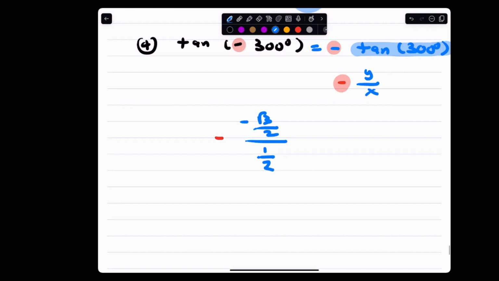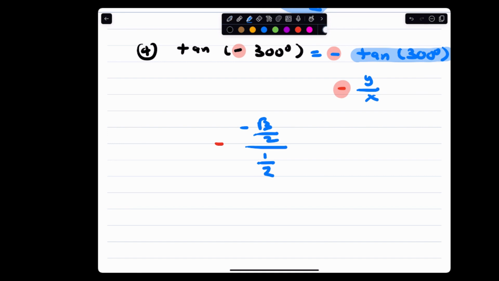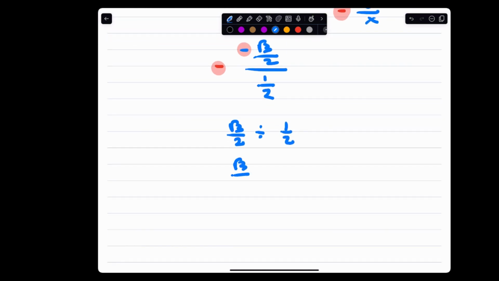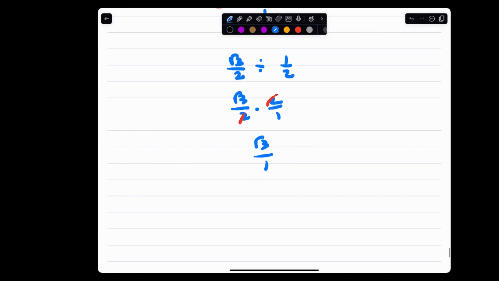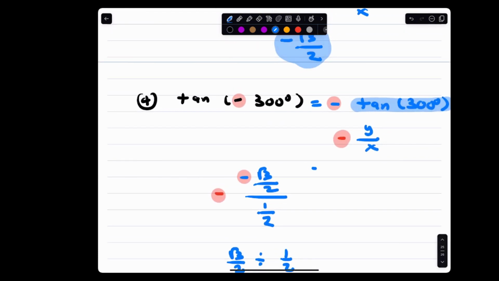What stands out to me is this minus the minus, which will make it a nice plus. So I'll write down the horizontal definition of division: flip the second fraction over and multiply. Then we cancel, and you get the square root of 3 over 1, which is simply going to equal the square root of 3. There you go, ladies and gentlemen.